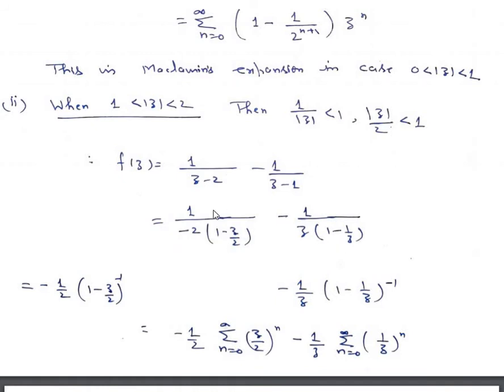Now expand by binomial, taking this into the numerator, so we have −½(1 − z/2)^(−1) − (1/z)(1 − 1/z)^(−1). Now expand these by binomial theorem, we get −½ Σ n = 0 to infinity (z/2)^n − (1/z) Σ n = 0 to infinity (1/z)^n.